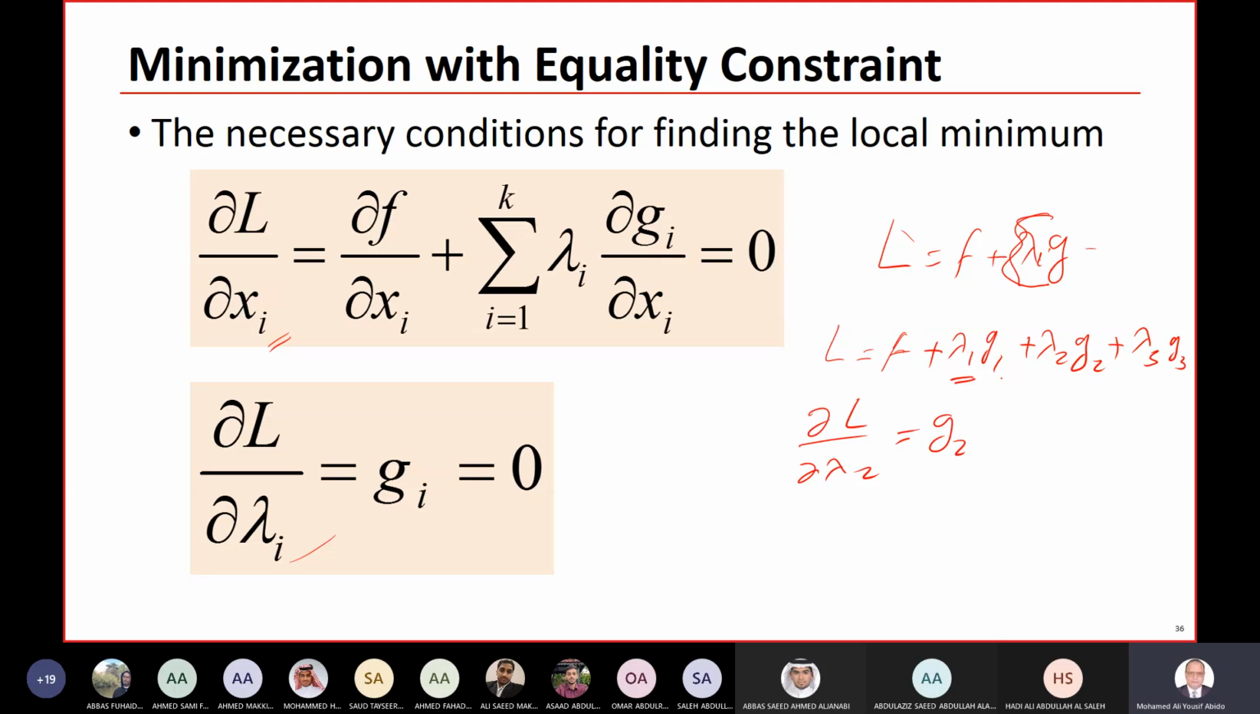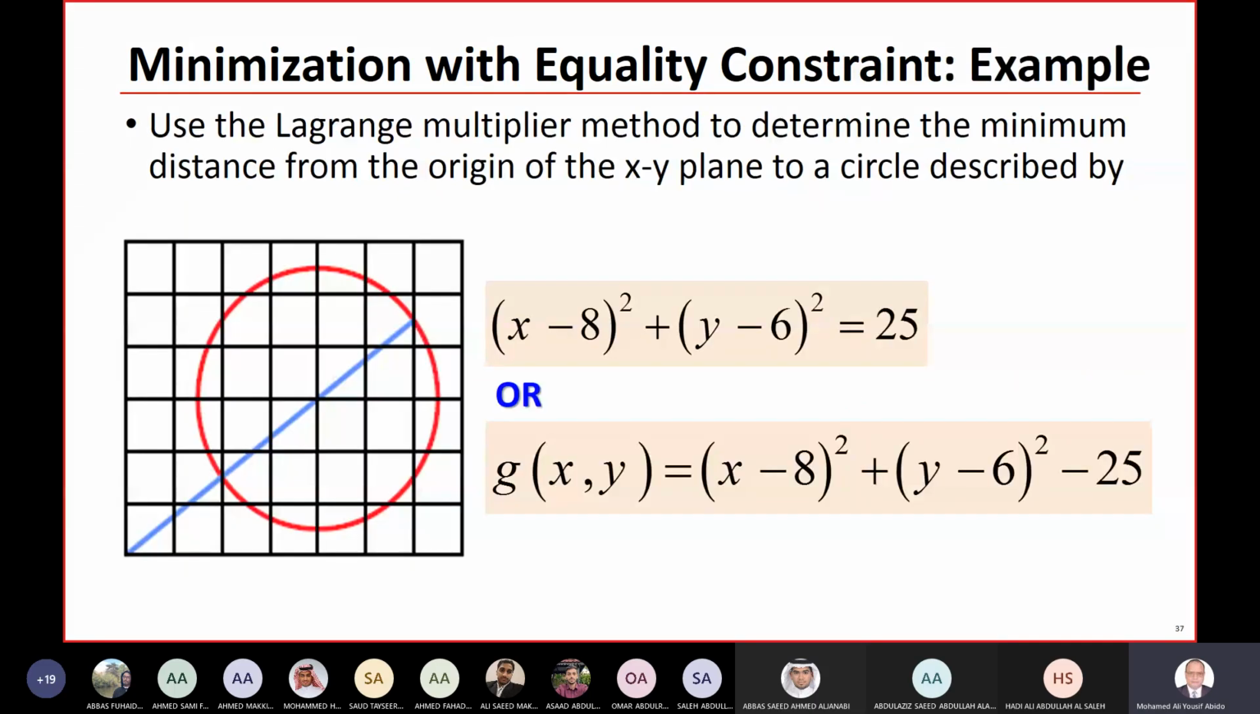Okay. So these are the necessary conditions for optimality, and then you can solve. In principle, we have the number of equations equal to the number of x, and here also we have the number of equations equal to the number of lambda. So in general you have the number of equations equal to the number of variables. So in principle, you can solve to find the values of x and lambda.